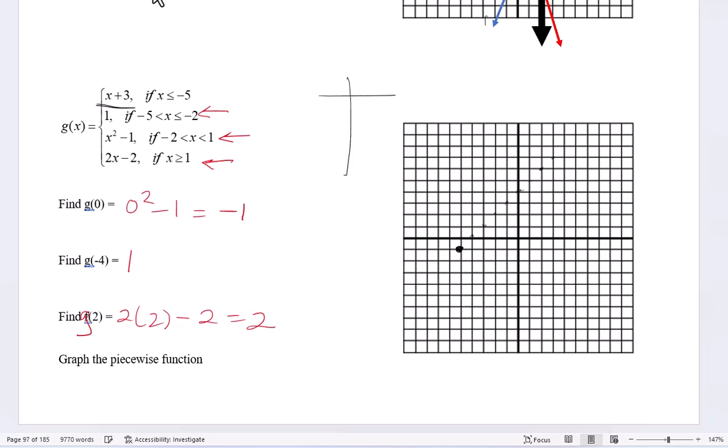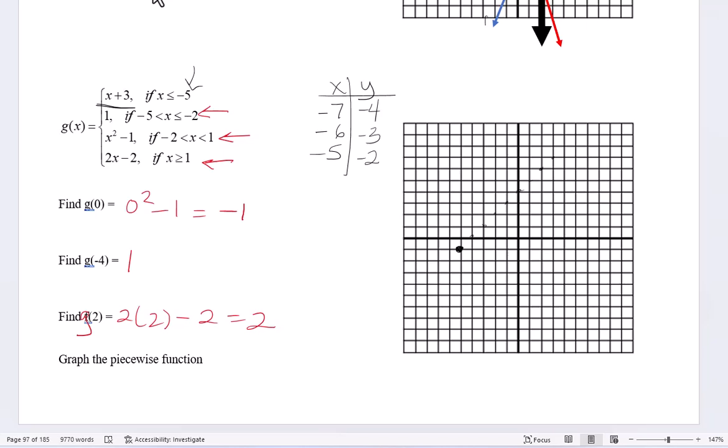I can also start making my chart, my x and my y. So I can have -7. I'm picking values that are less than or equal to -5. So -7, -6, -5. And then plug those values in. So -7 plus 3 is -4, -6 plus 3 is -3, and -5 plus 3 is -2. So then I can plug those values in.